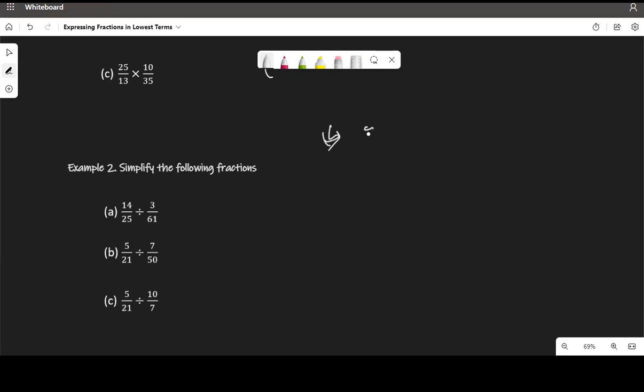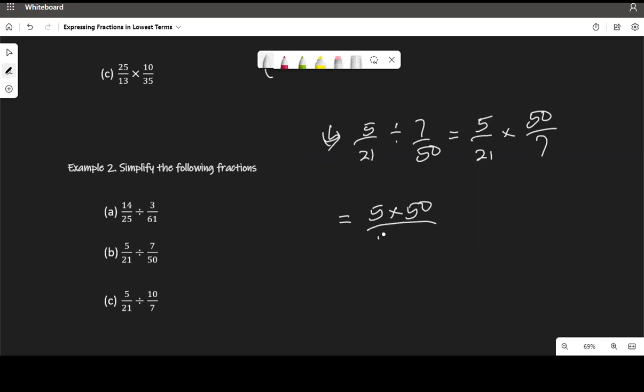I have 5 over 21 divided by 7 over 50. That will be 5 over 21 times 50 over 7. 5 times 50 over 21 times 7. 5 times 50 is 250. And 21 times 7. 7 times 1 is 7. 7 times 2 is 14.